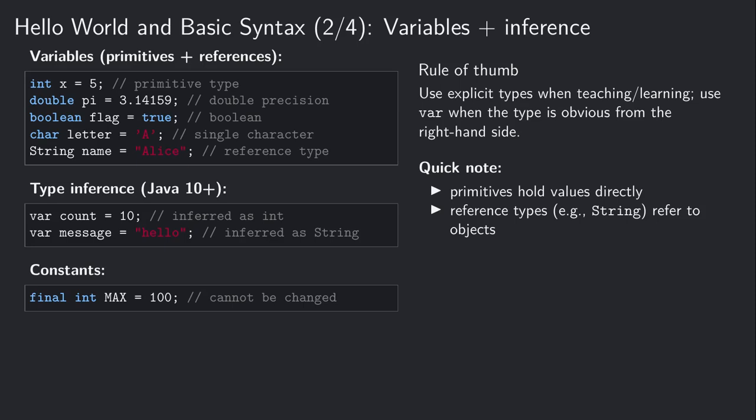Finally, constants: final int MAX = 100. Final means you cannot reassign the variable once initialized. That idea becomes powerful later in concurrent programs. Reducing mutability, making more things final, often makes code safer and easier to reason about. For now, the rule of thumb is solid: use explicit types while learning, and use var only when it improves readability and the inferred type is obvious.